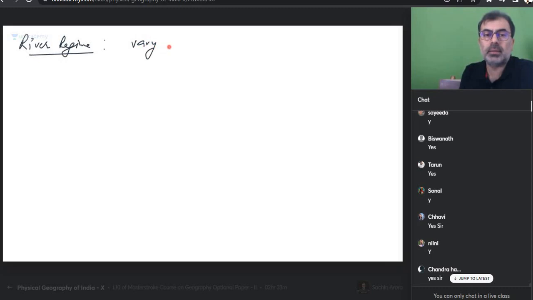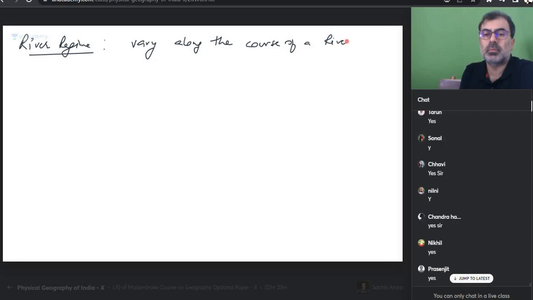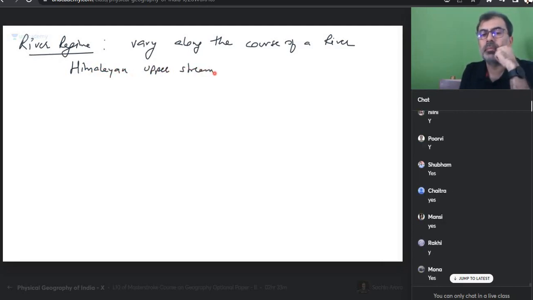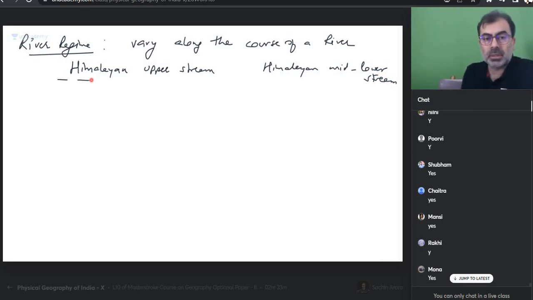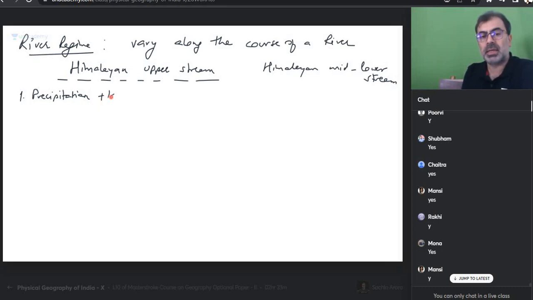will it vary along the course of a river? Yes or no? Say, for example, I'm talking about Himalayan upper stream, Himalayan mid and lower stream. Do you understand? Upper stream is in the mountains. So what are the sources here? Number 1 point was precipitation. Is precipitation high? Precipitation and ice melt. These are the ones. So can I say precipitation and ice melt is not very high? Precipitation at the peak of the mountain, ice melt is not very high.